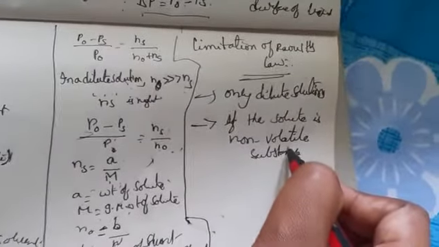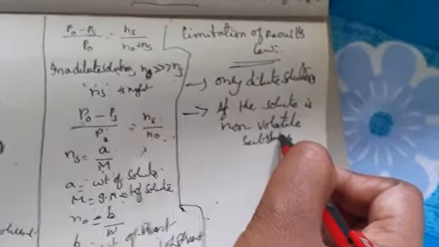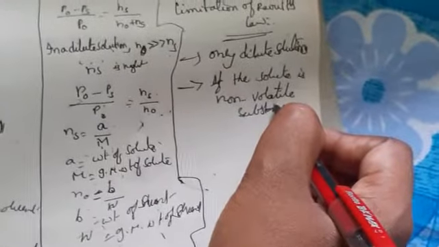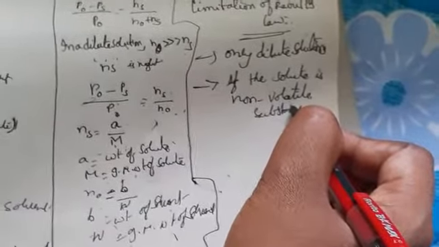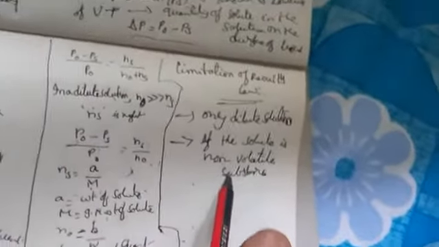In a solution, I have told you about the vapor pressure of liquid in liquid and also of solid in liquid. In solid and liquid we are taking a non-volatile solute. If you have observed these diagrams in the previous class, with pure solvent and solution, the solute is a non-volatile solute. Only for non-volatile solutes is Raoult's law applicable. For volatile solutes it is not applicable.